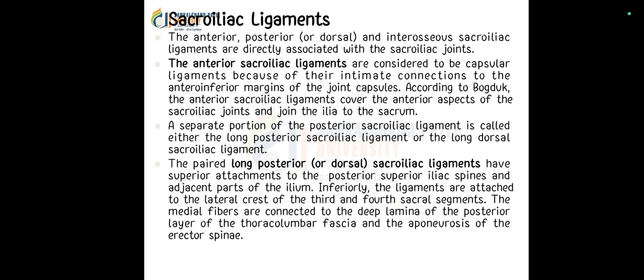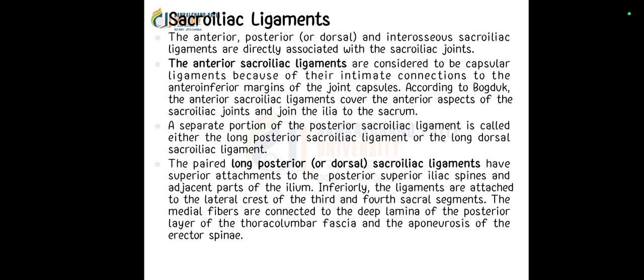Sacroiliac ligaments. The anterior, posterior or dorsal, and interosseous sacroiliac ligaments are directly associated with the sacroiliac joints. The anterior sacroiliac ligaments are considered to be capsular ligaments because of their intimate connection to the anterior inferior margin of the joint capsules. According to Bogduk, the anterior sacroiliac ligaments cover the anterior aspect of the sacroiliac joints and join the ilia to the sacrum.